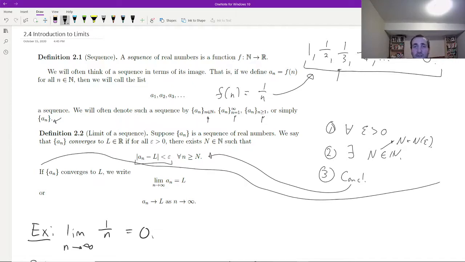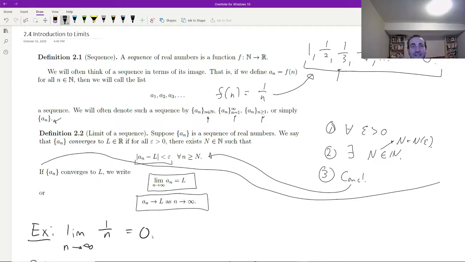There's also a little bit of notation that goes along with this definition. If a_n converges to L, we write a few different things to indicate this. So the most common notation is this one, lim as n goes to infinity of a_n is equal to L, or a_n goes to L as n goes to infinity. Both of those are extremely common shorthand for this notation.